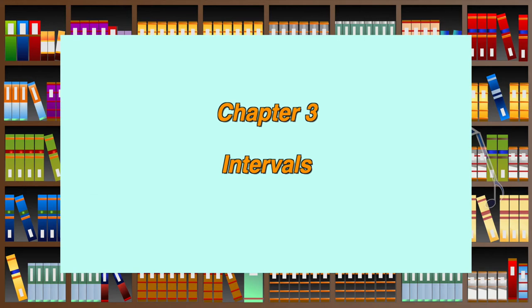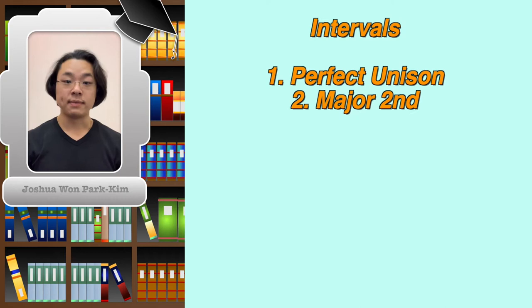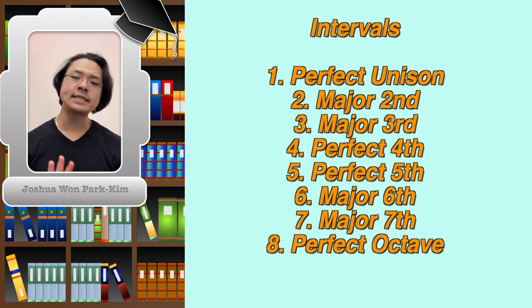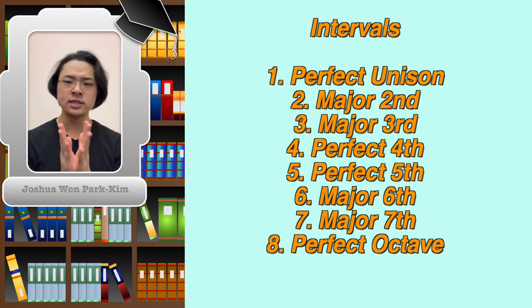Let me first show you all the intervals. Now, instead of calling it the perfect first, it's called the perfect unison. Major second, major third, perfect fourth, perfect fifth, major sixth, major seventh, and perfect octave. As you can see, all these intervals, excluding 1, 4, 5, and 8, are called major, but the others are called perfect. These perfect unison, fourth, fifth, and octave are considered key notes. So those are the notes that are better than the others.